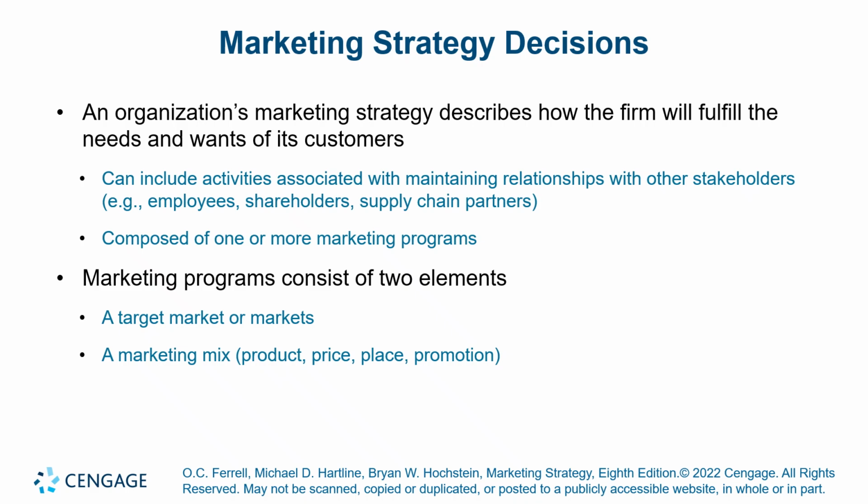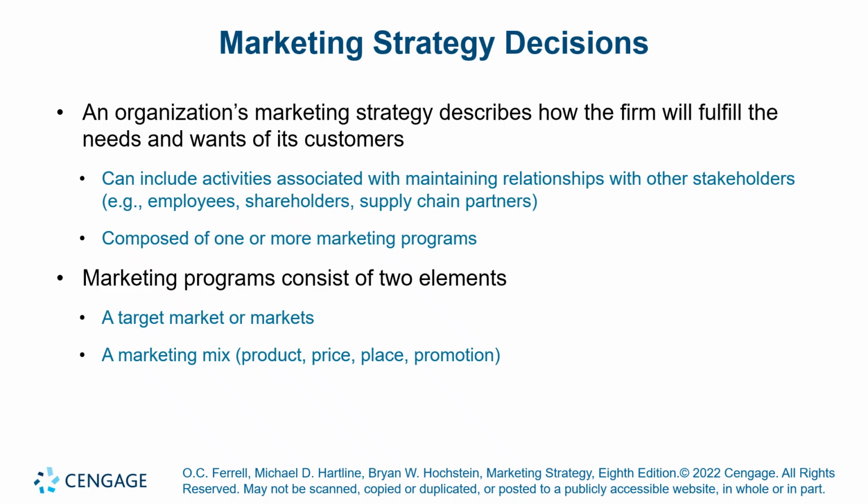Also, marketing strategy decisions. You need to make strategic decisions. An organization's marketing strategy describes how the firm will fulfill the needs and wants of its customers. It can include activities associated with maintaining relationships with other stakeholders, not just stockholders. Stakeholders like employees, shareholders, of course, and supply chain partners are also your stakeholders.